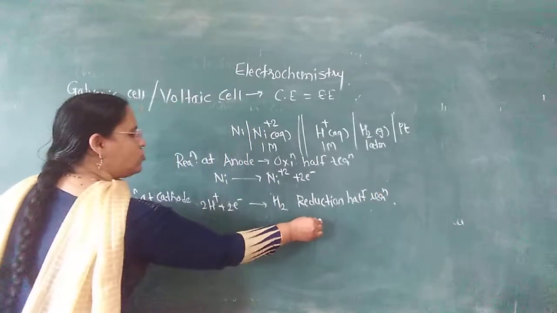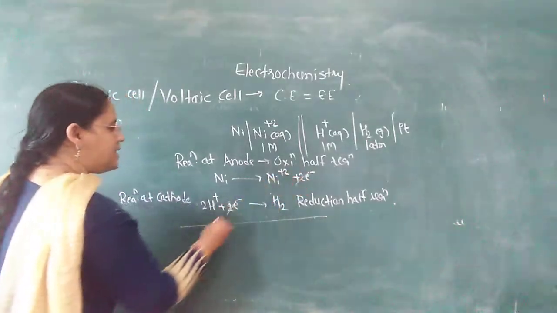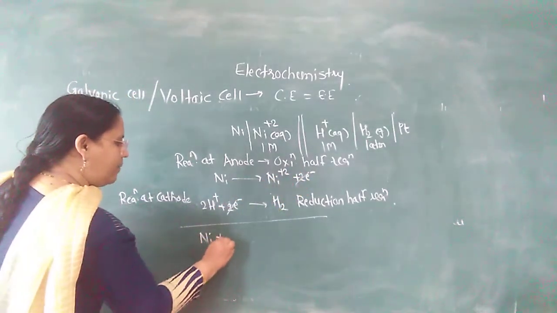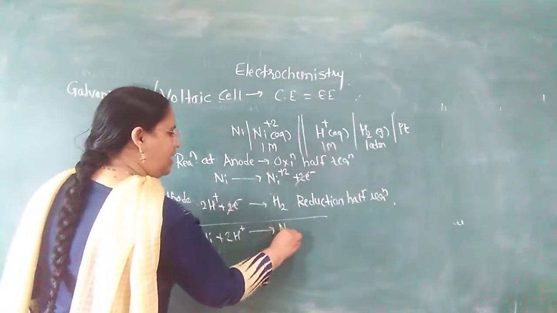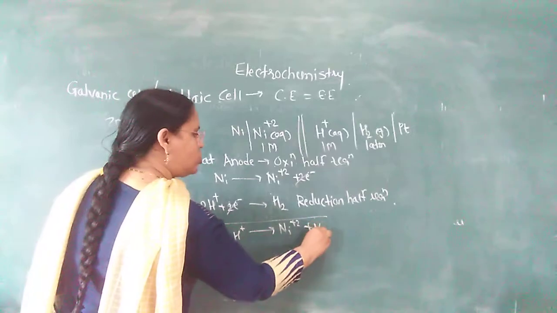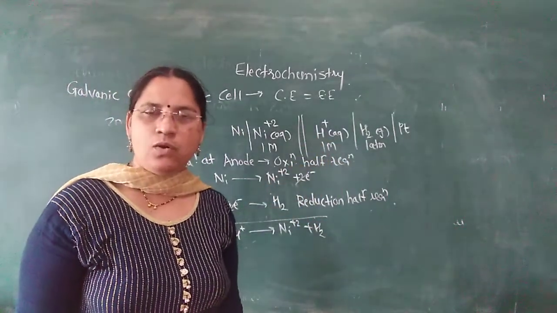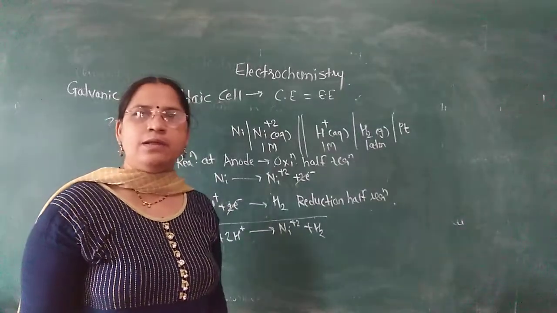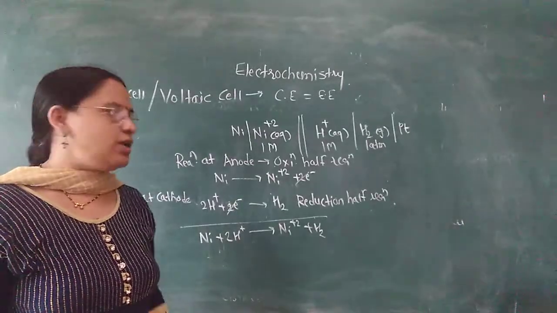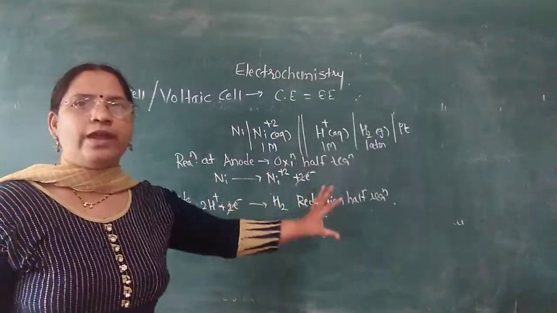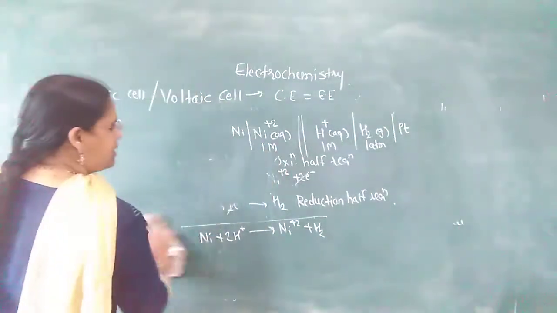If we add these two reactions, what will we get? The 2 electrons get cancelled. Ni plus 2H+ gives Ni+2 plus H2. Now what about platinum? Platinum is only for the electrical contact. It cannot take part in the reaction, either reduction or oxidation. It is generally for the electrical contact. So this is the way to find the cell reactions if any galvanic cell is given.